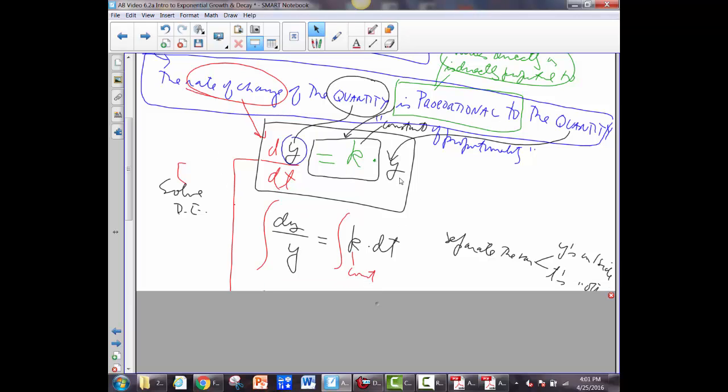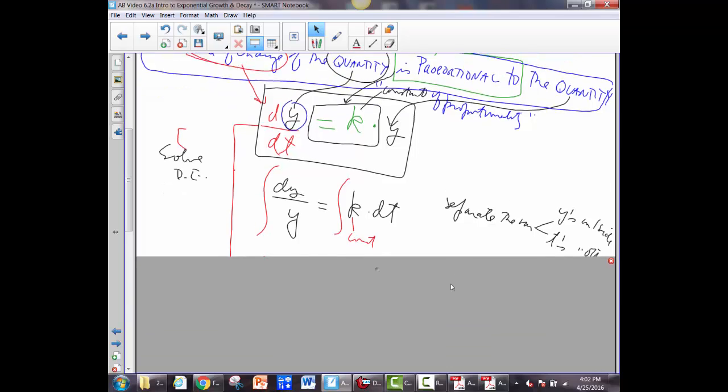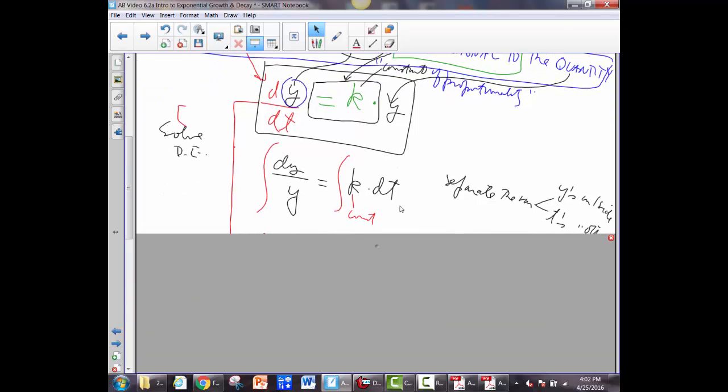We're going to separate the variables. We're going to bring the y's to one side and the t's to the other. Now remember, y and t are what we want in our final answer. Instead of y as a function of x, we want y as a function of t. K, by the way, is a constant of proportionality. That is a number, okay? So I put the y's on the left, the t's on the right.